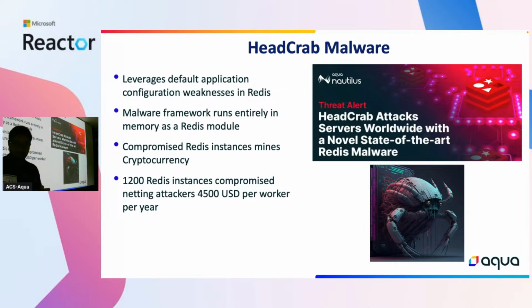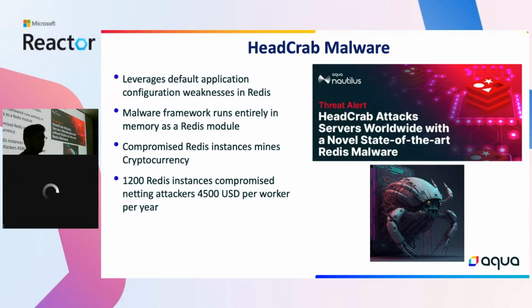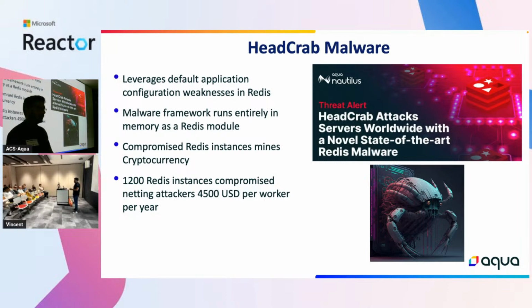Okay, so just to let you know, for example, they scanned the internet, they found 1,200 instances of Redis being infected, and each instance was giving the attacker 4,500 USD per year. So you can imagine how much money he made for almost a year plus of being undetected in people's environments. Okay, so now we understand what types of threats are being introduced. We understand how they can impact our environment, right?